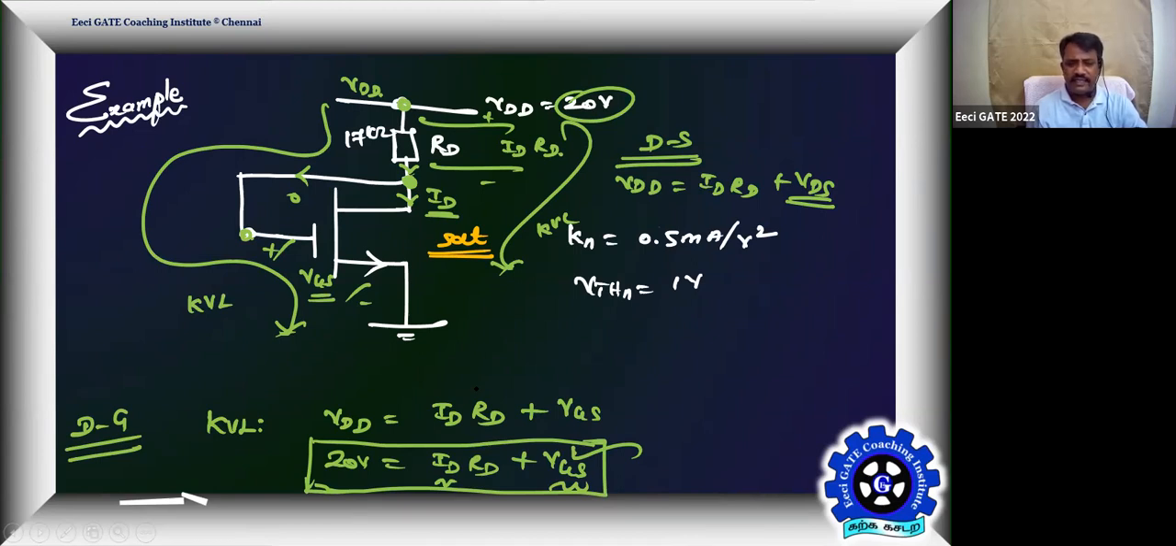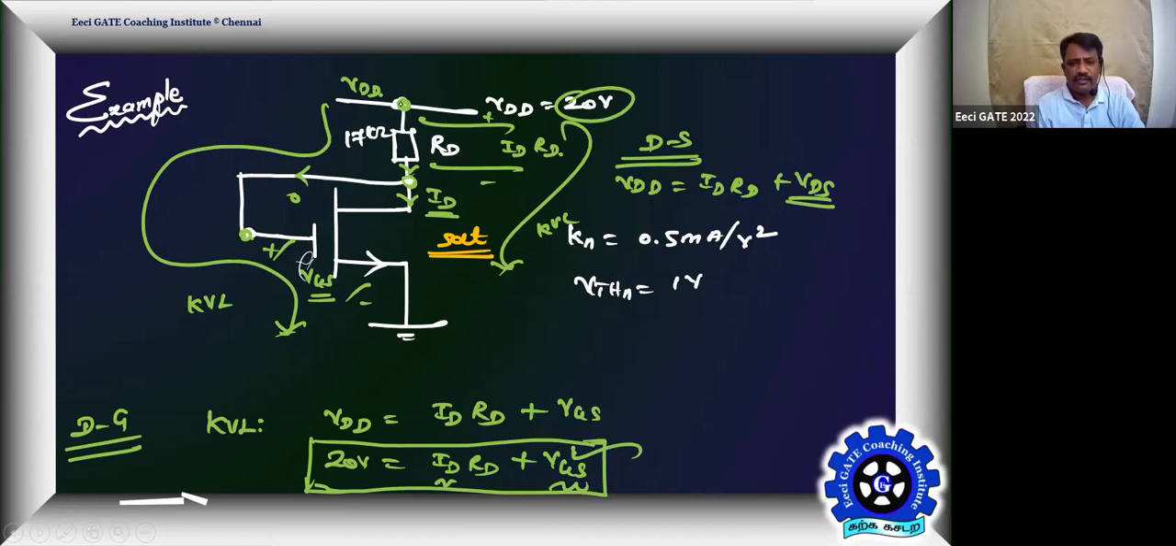What I will get is VGS minus V threshold will become 2. 2 square is going to become 4. Then 4 into 0.5 is 2 milliamps. That's a mistake I committed. I set myself VGS equal to 3. Because of that, this point is going to become 3.